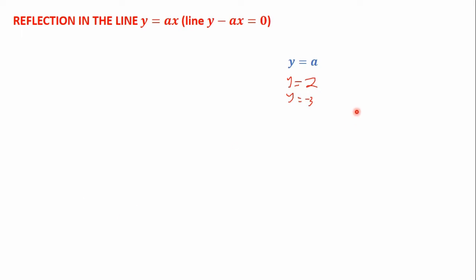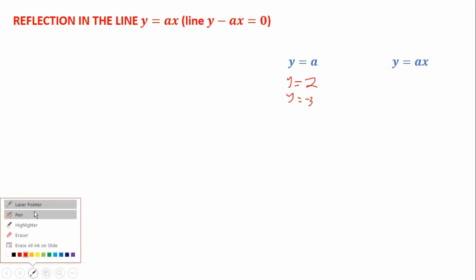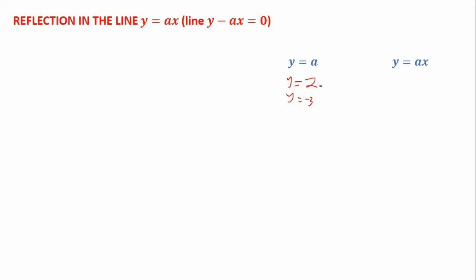The line we are considering in this video is the line y is equal to ax. So this time an x is attached to the constant here. So for example, we can have the line y is equal to 2x, or the line y is equal to minus 3x. So you can see a difference between the line y is equal to ax and the line y is equal to a. Now that we know the difference, let's move on and learn how to reflect a point in the line y is equal to ax.